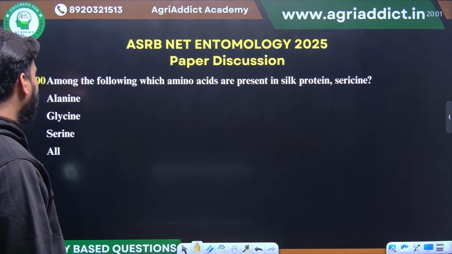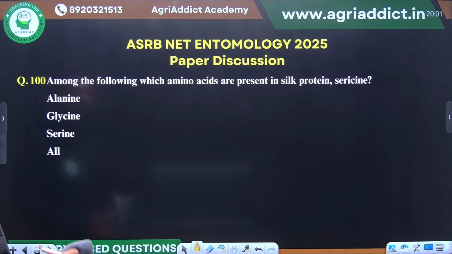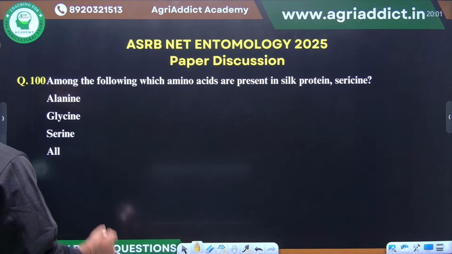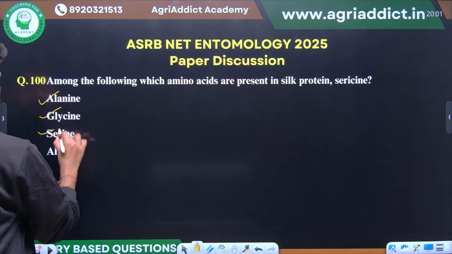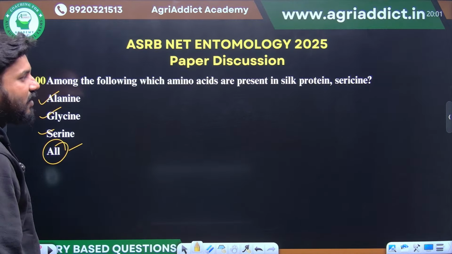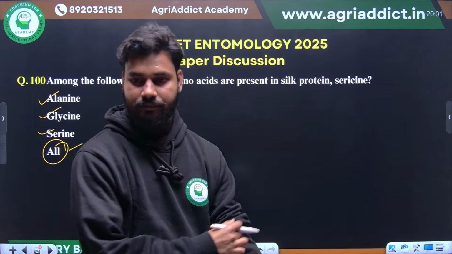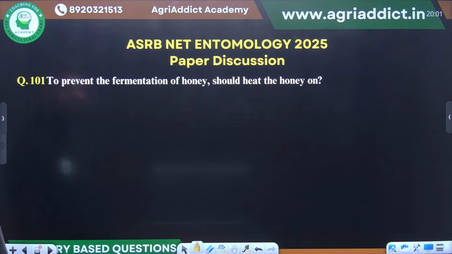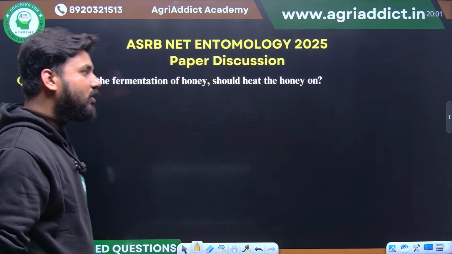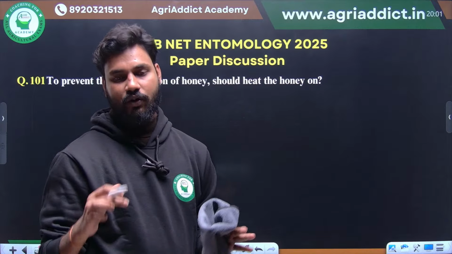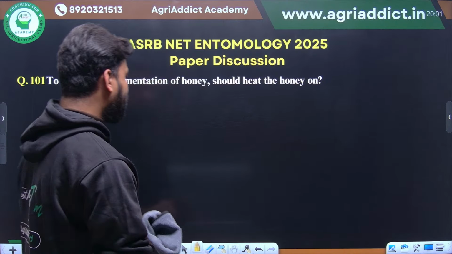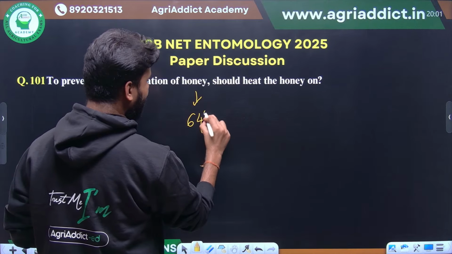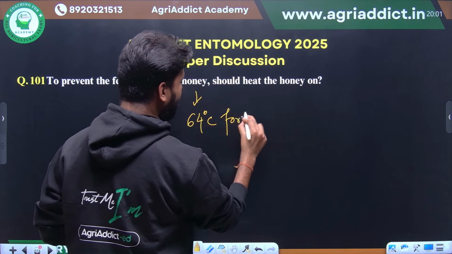Next question is, among the following, which amino acids are present in silk protein sericin? So this alanine, glycine, serine, all will be the answer. These all three are present in silk protein. Next question is, to prevent the fermentation of honey, should heat on or treat on, like that one question was there. So the correct answer will be 64 degrees centigrade for 30 minutes.